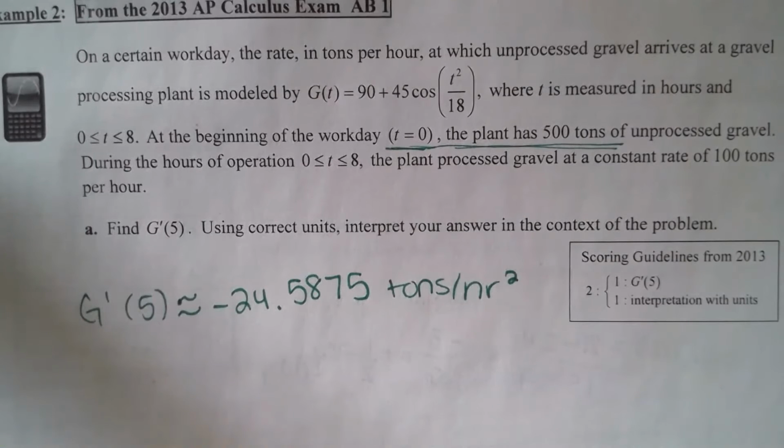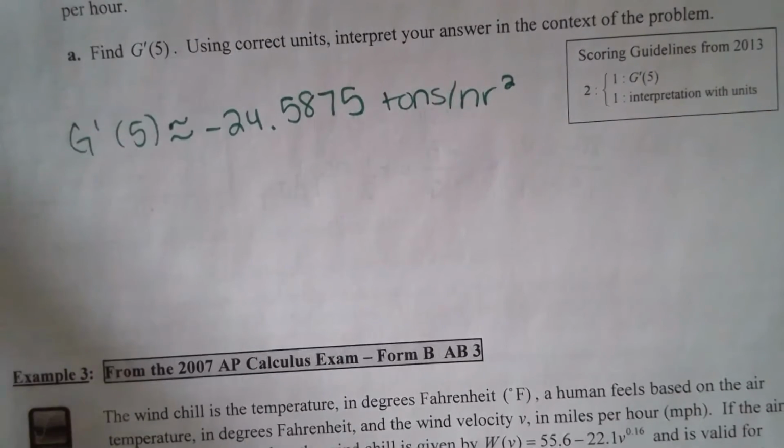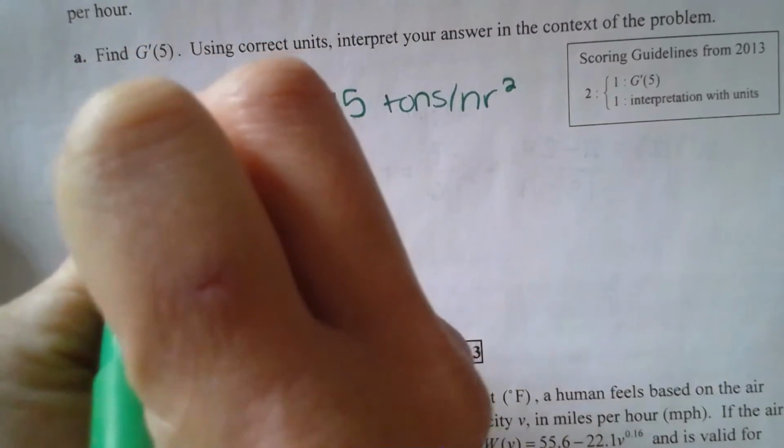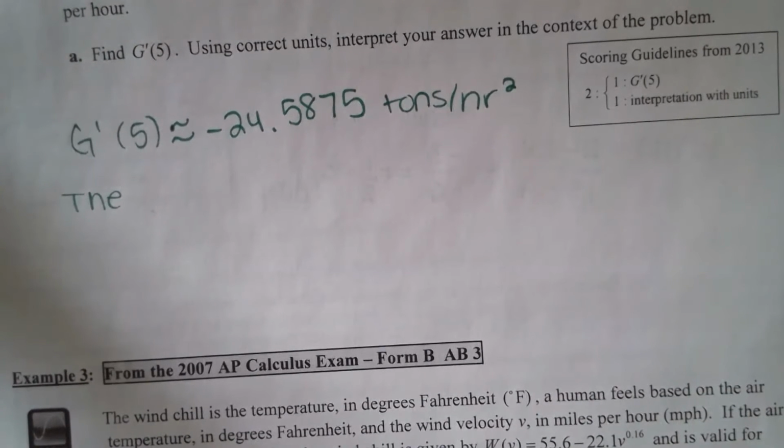Yeah, it's decreasing, right? Like it's slowing down. So the rate at which the gravel is arriving at the plant is decreasing by 24.587 tons per hour at t equals 5 hours. So let's write that out. In order to use speeding up or slowing down, you have to also know g of 5.